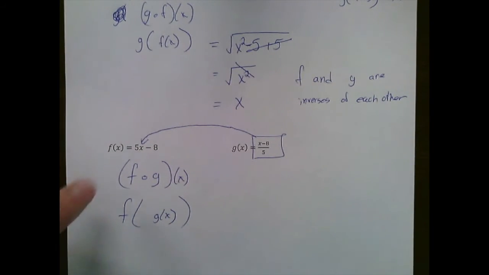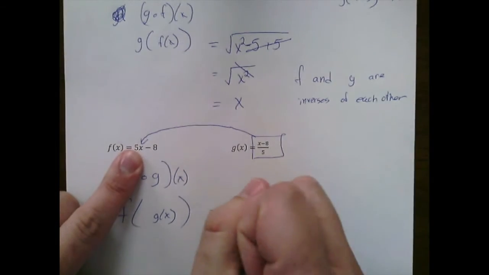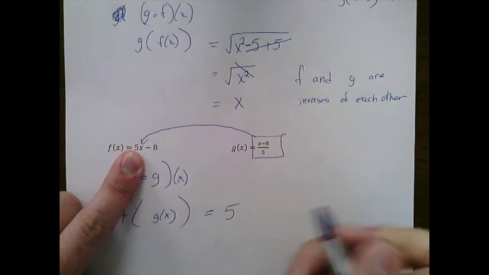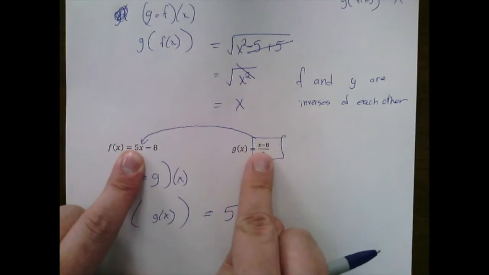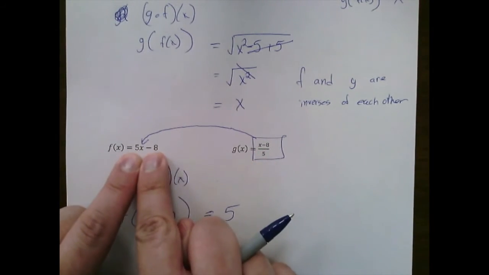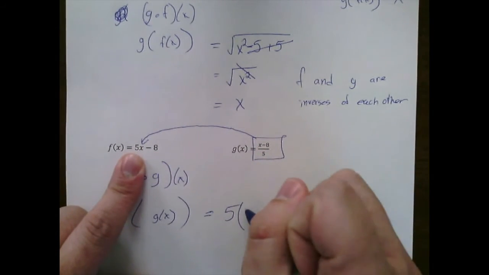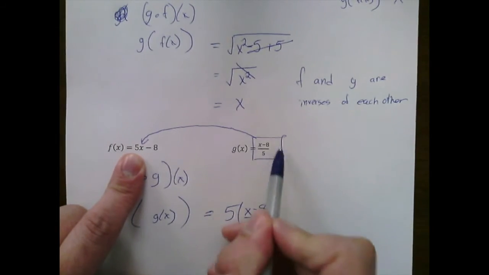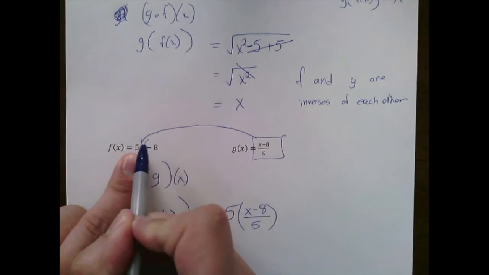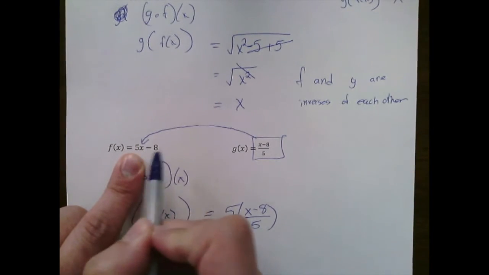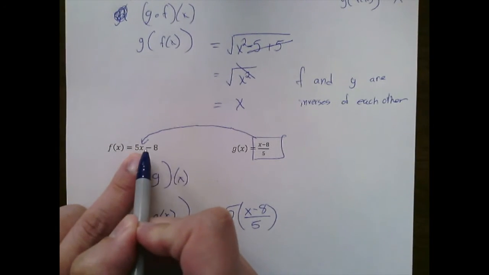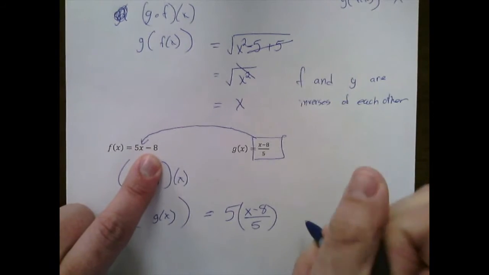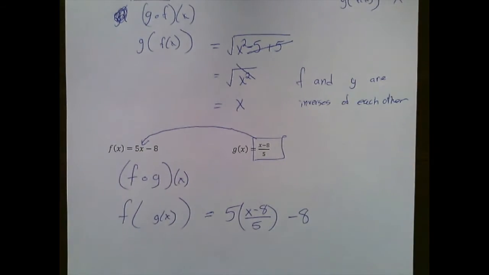What this is going to look like is, well, you still need a 5, so there's my 5. I'm going to plug in this x minus 8 divided by 5 in the spot of x. Not a bad idea to use parentheses there. There's my x minus 8 over 5. So this g function took the place of the x in the f of x function. So I have my 5, took care of the x, just need a minus 8 off the back.